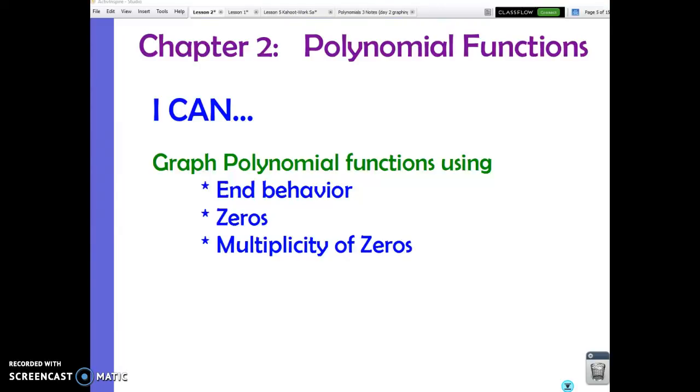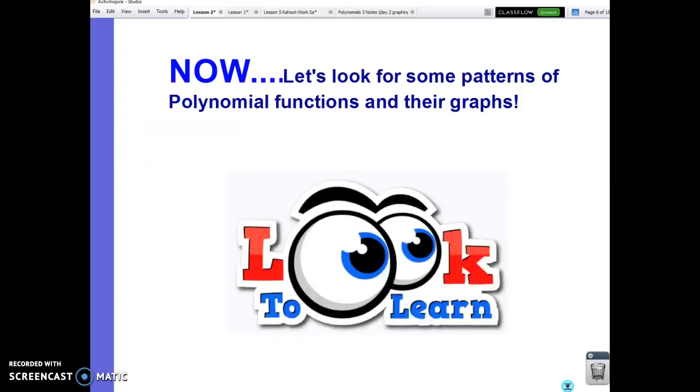Alright class, so today we're working with polynomial functions and we're working on being able to graph them based on knowing their end behavior, the zeros, and the multiplicity of the zeros. So we're going to start by looking for some patterns and some graphs to help us do this.